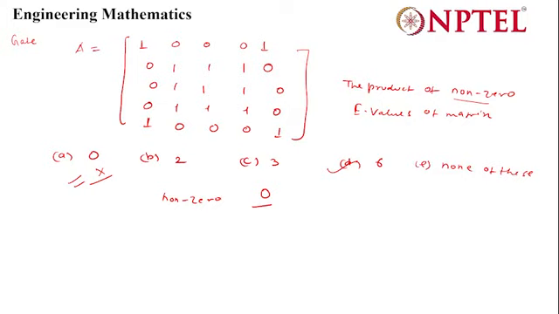Yes, ma'am. Because of A minus lambda I, firstly I have done the row operation R1 plus R5. Then the second row operation, I did R2 plus R3 and R4. And then lambda equal to 2 or lambda equal to 3, then the product of eigenvalues would be 2 into 3 equal to 6.